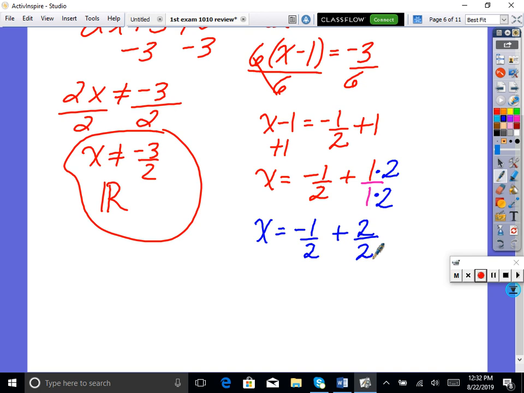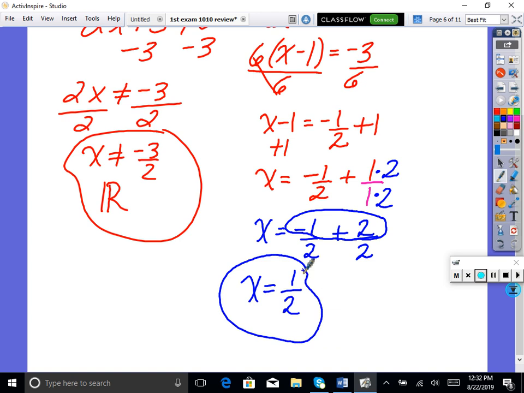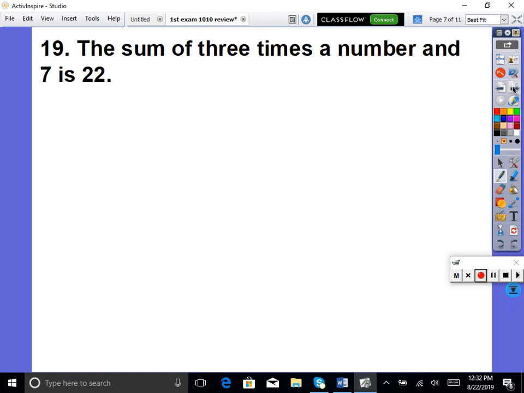So we got a common denominator so that we can add our numerators. So we have x is equal to negative 1 plus 2 is 1, so we have 1/2. Remember, you don't add the denominators. You just combine like things in the numerator. So in your final answer, guys, do not ignore the denominator. Do not get that confused.